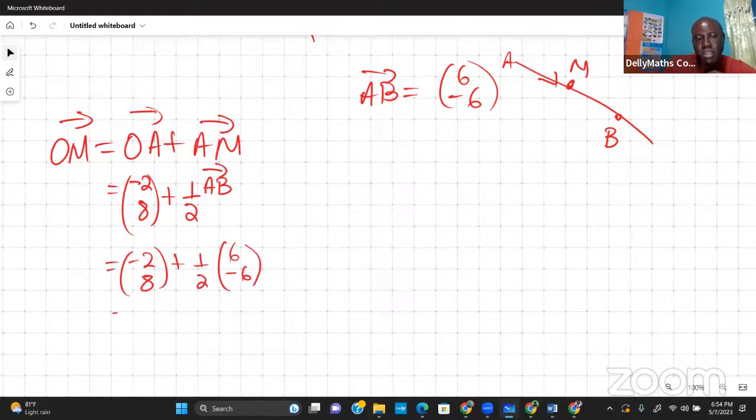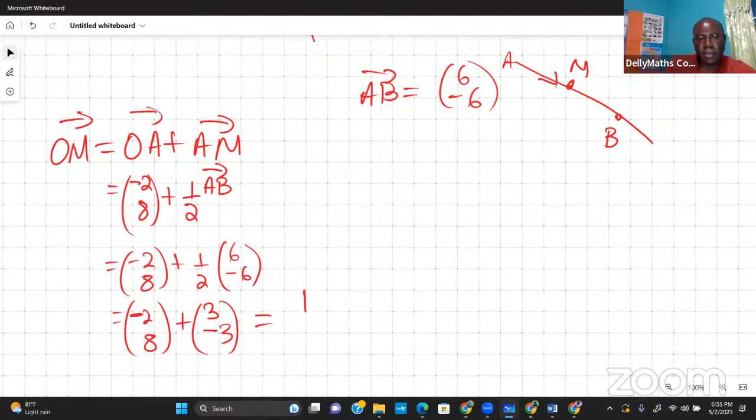Don't overstress. Why am I writing out all the steps? Just for you to see it. Half of 6 is 3. Half of -6 is -3. Let's finalize this. -2 plus 3 is 1. 8 plus -3 is 5.